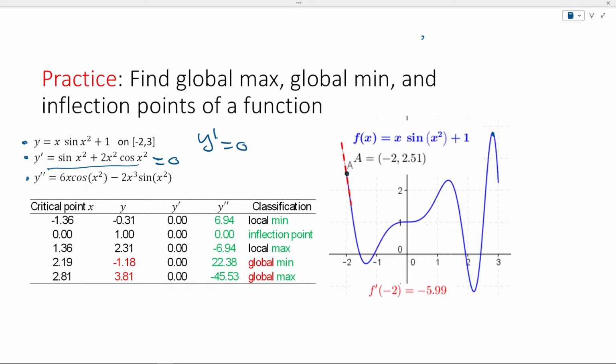And then I did my second derivative test. My second derivative test gives me 0 here. What does this mean? This means that this is an inflection point. My second derivative test gives me a positive here. This means that this is a minimum. A negative here means that this is a maximum. A positive here, this is a minimum. A negative here, this is a maximum.